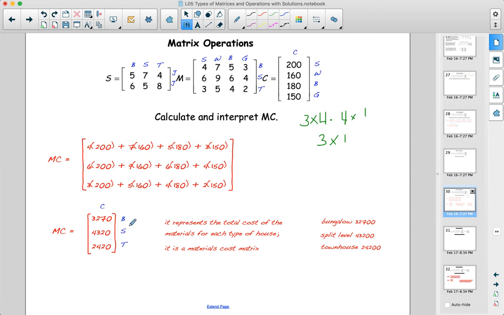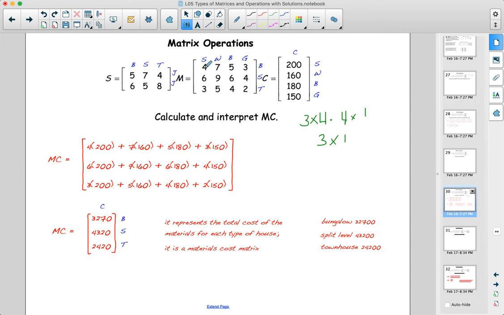This would be the total cost for a split level. And this would be the total cost for a townhouse. Because what have we multiplied together? We have multiplied the number of units required to build one of these, right? That's how this was working.